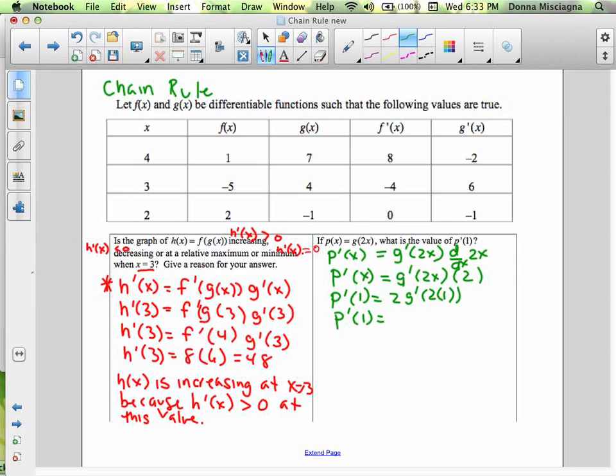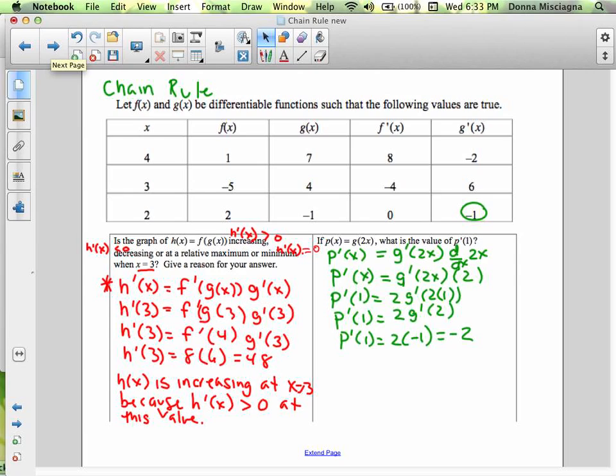But now we can simplify that. 2 times g prime of 2. Well, g prime of 2 is right here, -1. So we have p prime of 1 equals 2 times -1, which is -2. So just be careful when you're taking the derivatives. Make sure you finish taking the derivative before you plug in. And we're done with that one. Let me know if you have any questions on these.